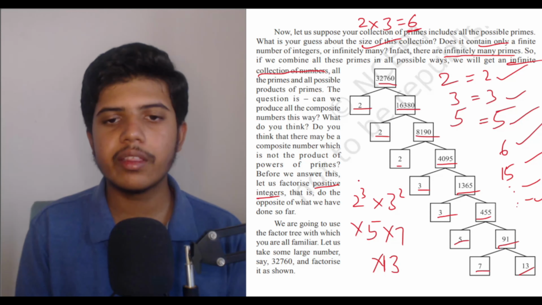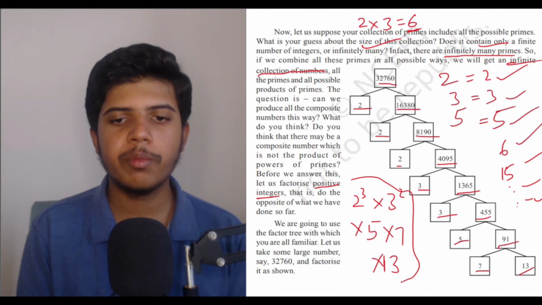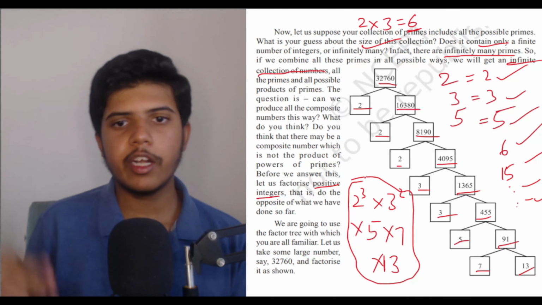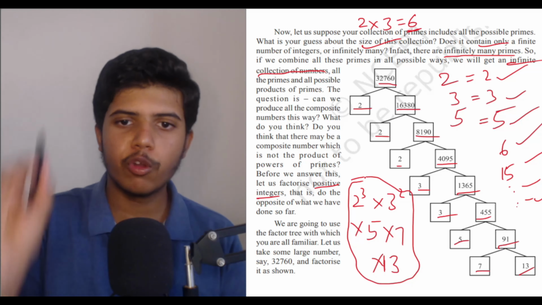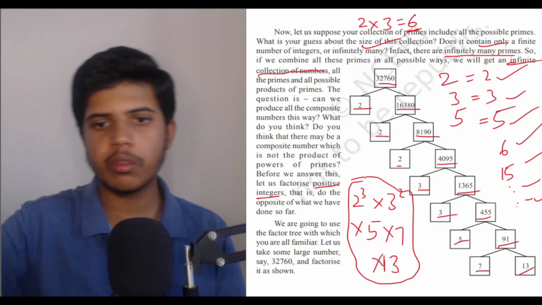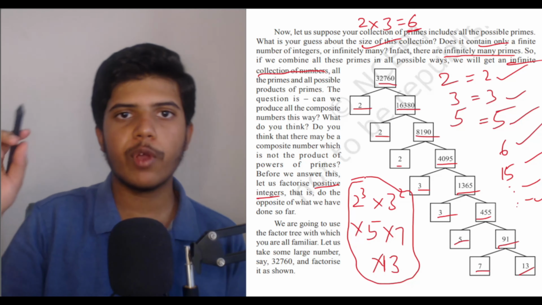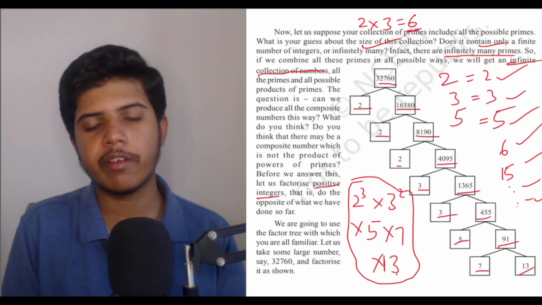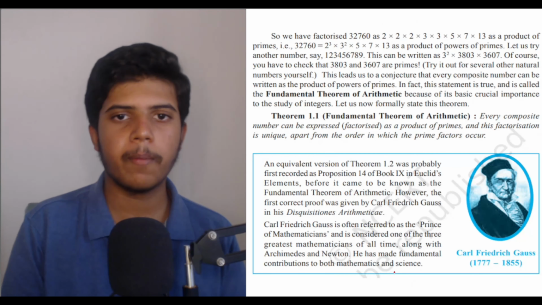You will write it in this form if it has to be written in terms of the powers of the primes. In terms of the primes alone, you will write 2 into 2 into 2 into 3 into 3 into 5 into 7 into 13. But if you have to write it in terms of powers of the primes, it is 2 cube into 3 square into 5 into 7 into 13. This is how you are going to write it.